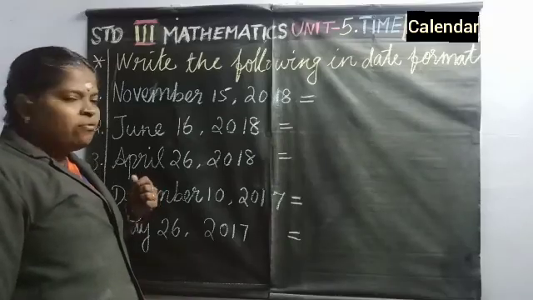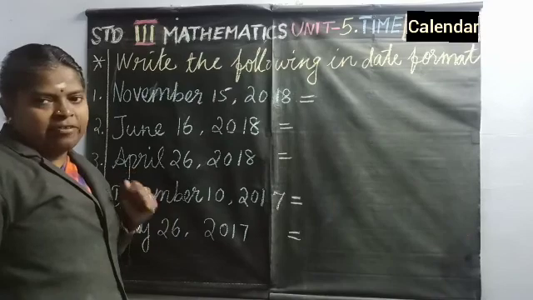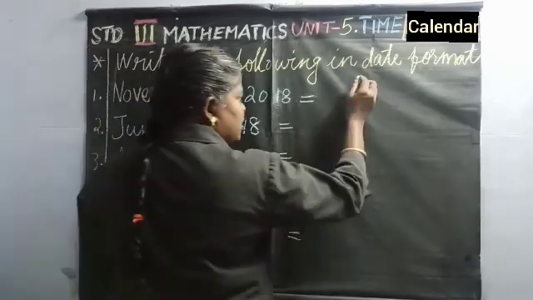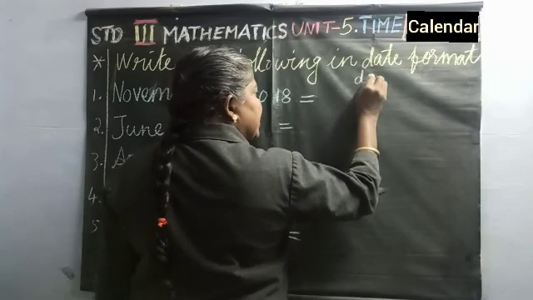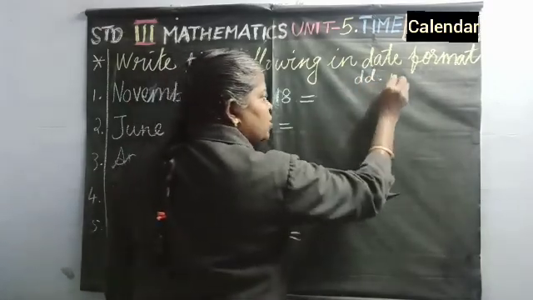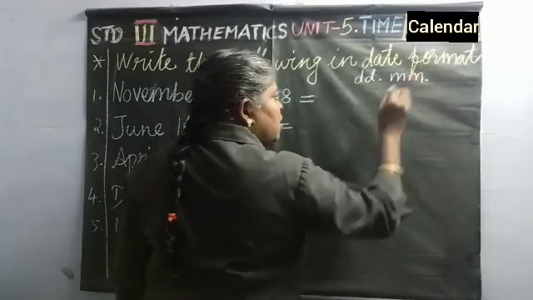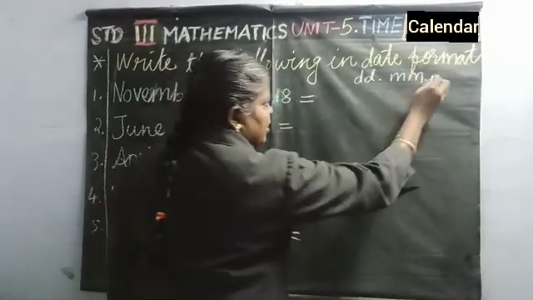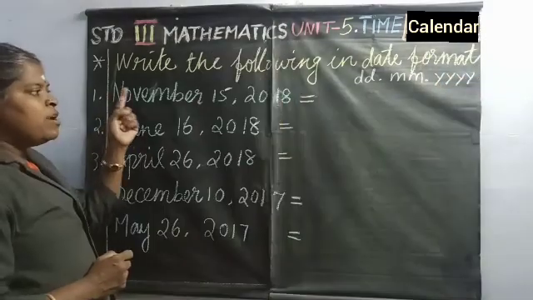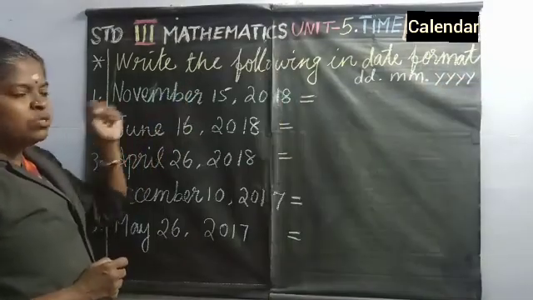Children, now we can write these in date format. So how to write the date format? First 2 digits is the date. Dot. Next 2 digits is the month. Last 4 digits is the year. So November 15th, 2018 is given.